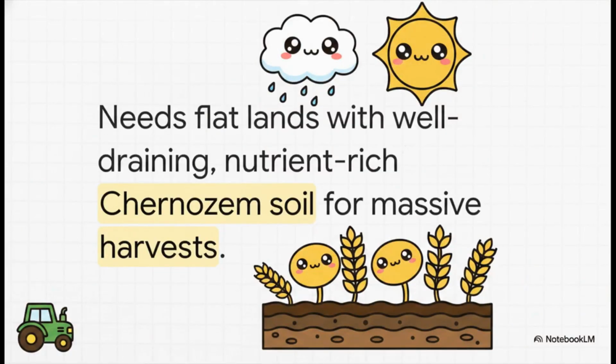But it's not just about the rain. Wheat also needs the perfect ground. To get those massive harvests, you really need flat lands with well-draining soil, specifically a nutrient-rich type called Chernozem soil. It's this dark, incredible soil that is just famous for producing huge wheat harvests. Now sure, modern farmers also rely heavily on capital investment, advanced technology, and fancy modern seed varieties. But honestly, without that specific Chernozem soil and flat terrain, those huge yields just wouldn't happen.